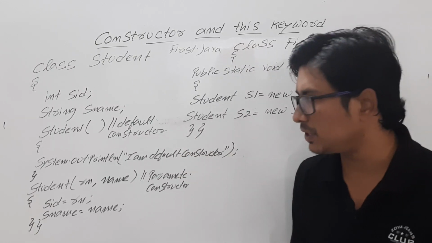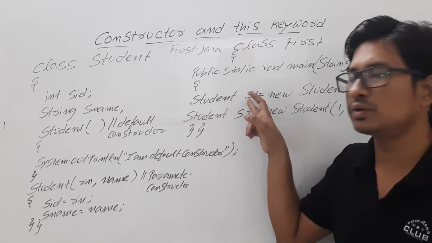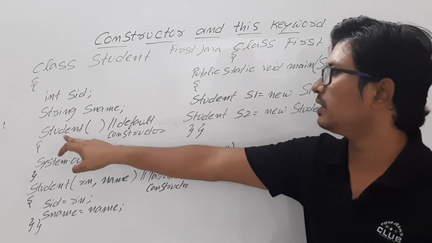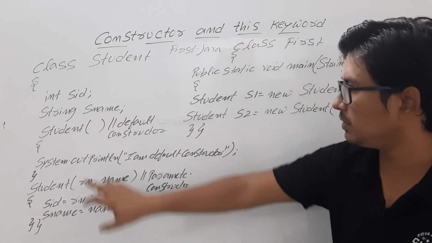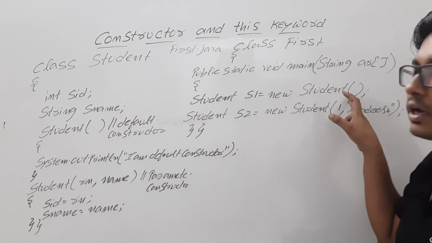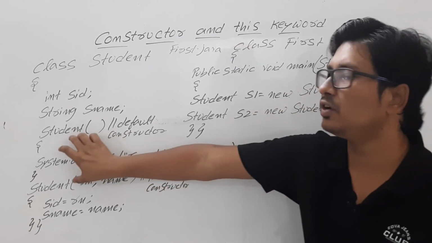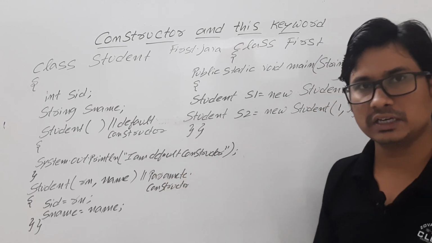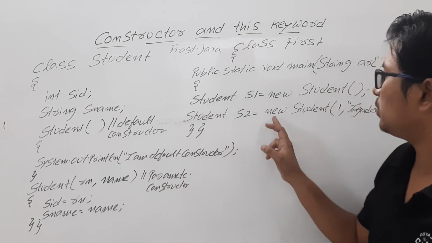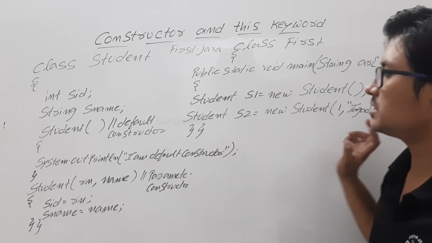Then what will happen is, look here, once you create an object, automatically memory will be allocated and the default constructor will be called, because you are not passing any parameters when you are creating the object. So the default constructor will be called and you will get the output as I am default constructor. The next time when you are creating an object called S2, you are passing the arguments.